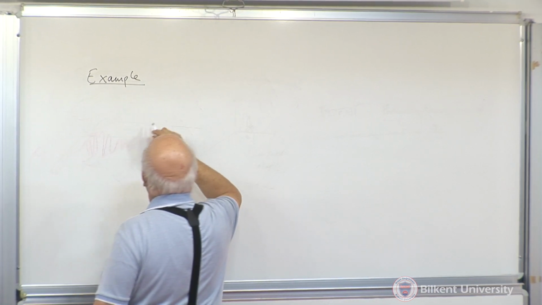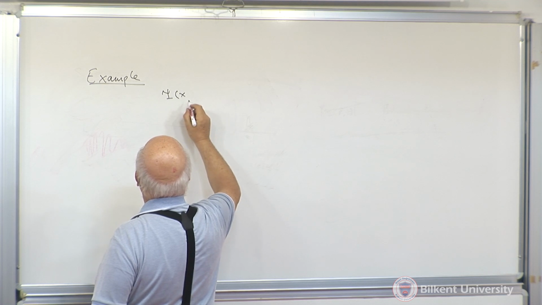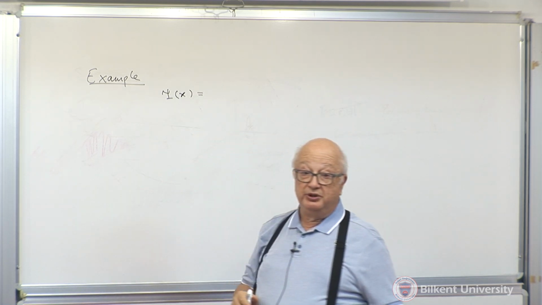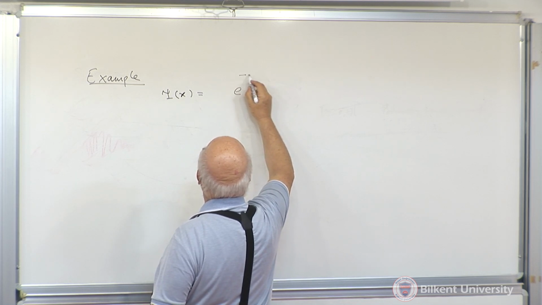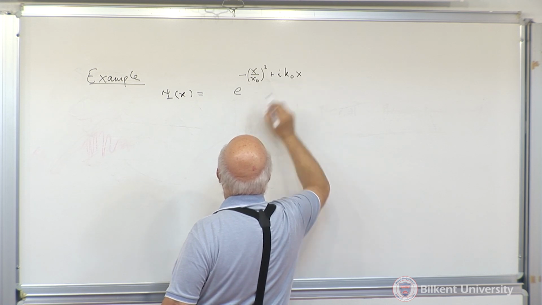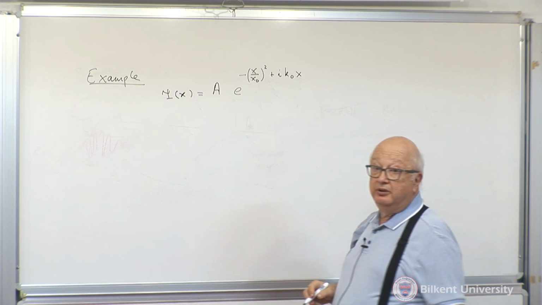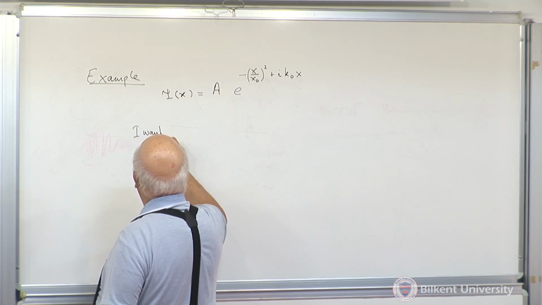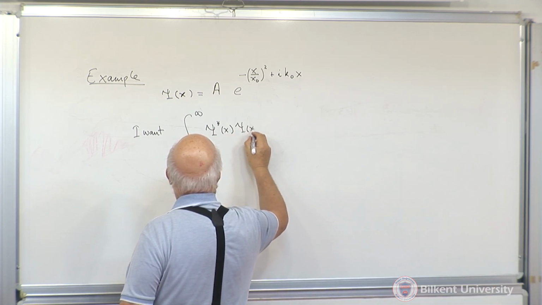Okay, so as an example, suppose I have a psi of x, which is equal to, so I'm not putting time in here, so this is the psi at a certain point in time, some exponential form, A e to the minus (x over x0) squared plus i k0 x. Okay, so this i k0 x is in the form of a phase, and I can always multiply this by some constant. Okay, so that's my wave function. And what I want is the integral from minus infinity to infinity of psi star of x, psi of x equal to 1.